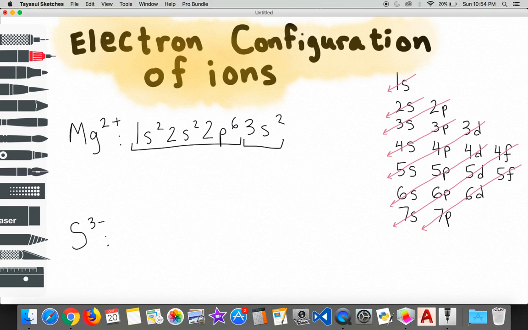If we have a 2+ charge, we're going to be losing 2 electrons. So we're going to be losing 2 electrons from the valence electron region. So the electron configuration would just be equal to this. And then let's move on to sulfur with a -3 charge.